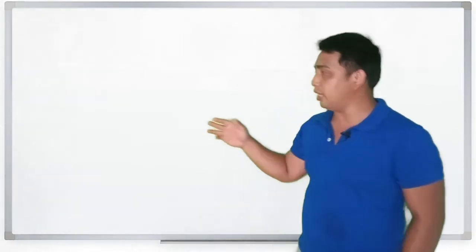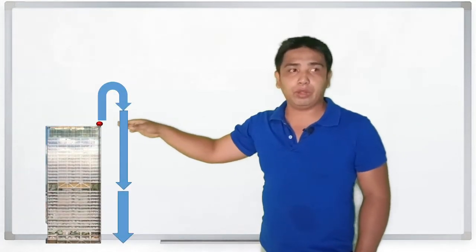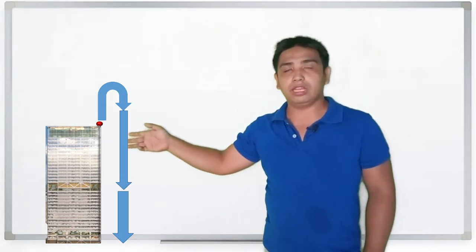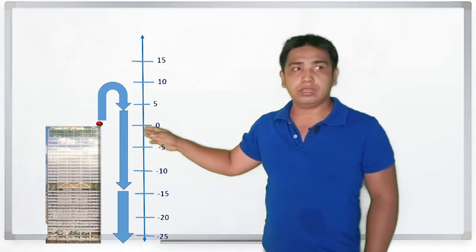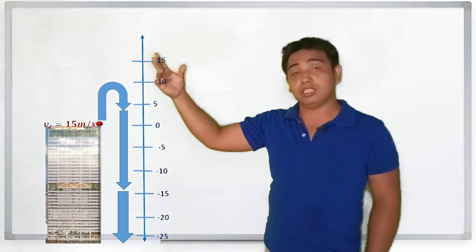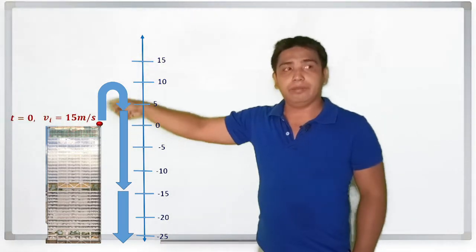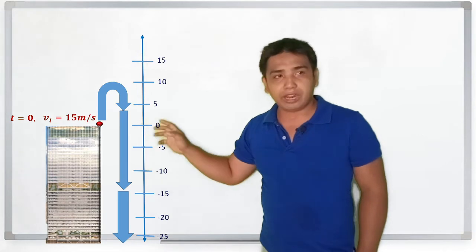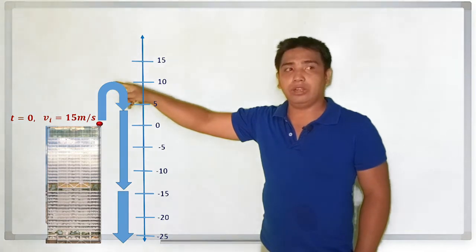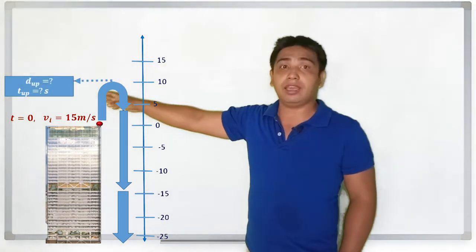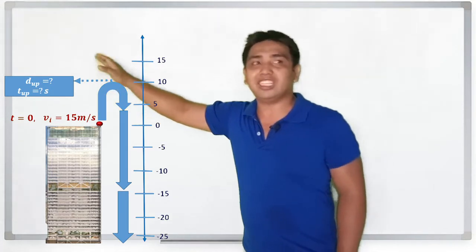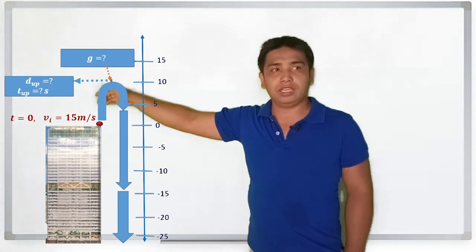Here is our building, and the top of the building will be our starting or reference point, so that will be the 0 position. The ball will leave your hand with an initial velocity of 15 meters per second, and the blue arrow will be the imaginary path of the ball. At the maximum height, you are asked to look for the value of the maximum height, the amount of time needed by the ball to reach it, and the acceleration when the ball is at its maximum height.